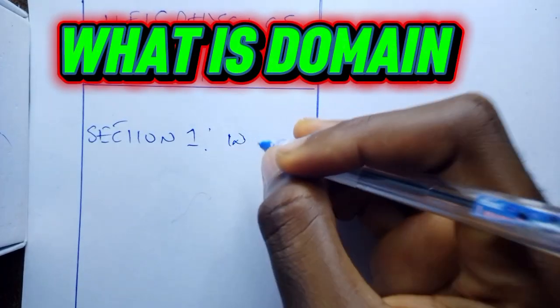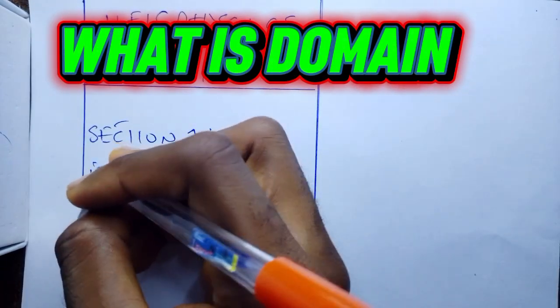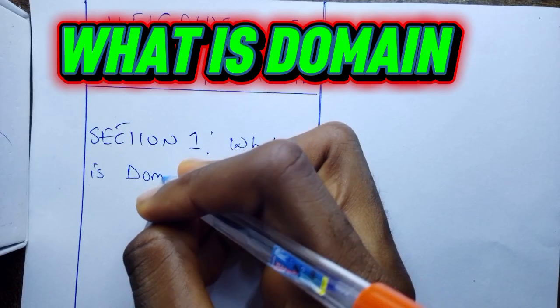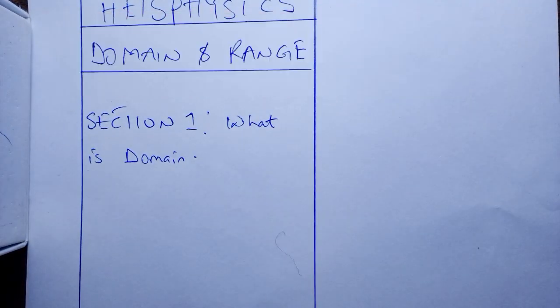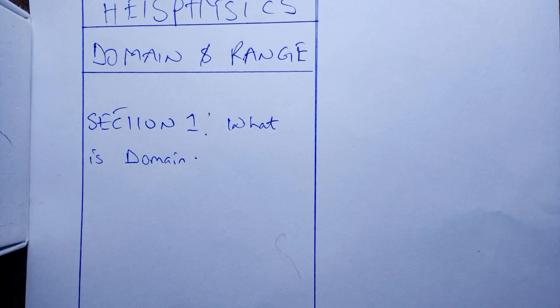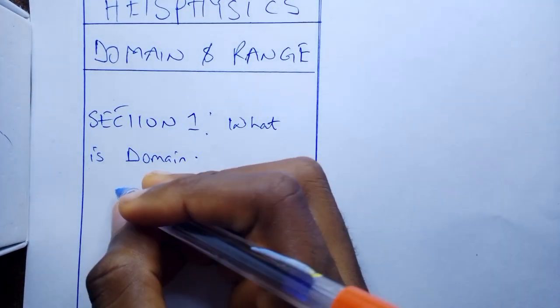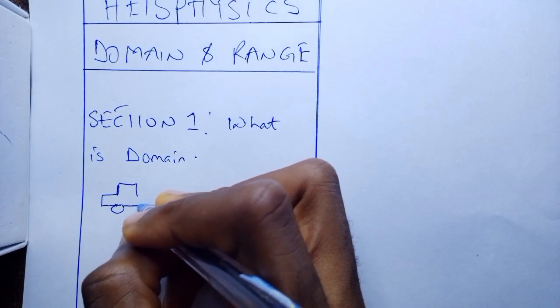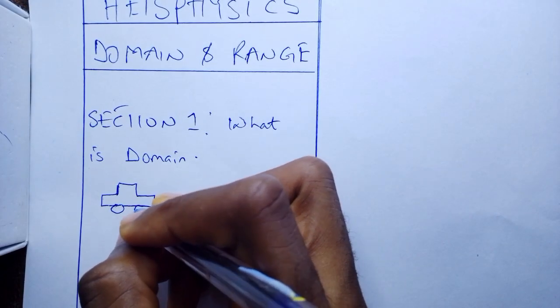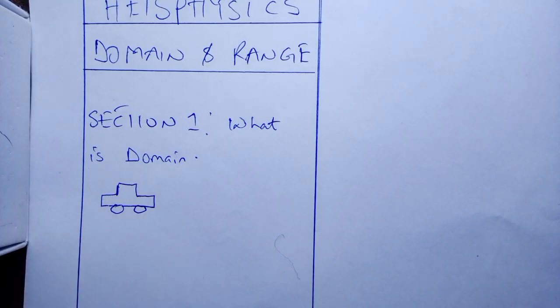What is domain? Think of a function like a machine. Just flow with me. Think of a function like a car. This is our car here. Don't mind the drawing. Take this car as a function. You put something into the car and it gives you an output.